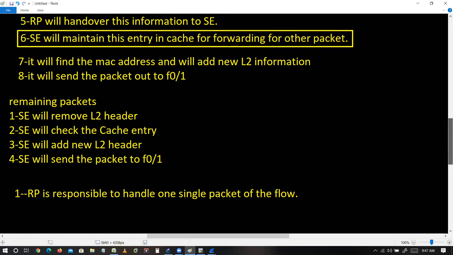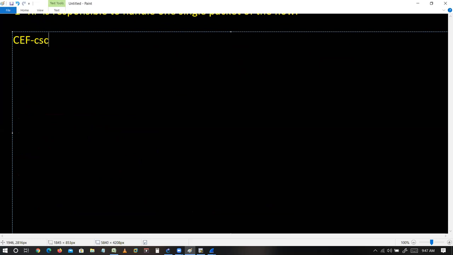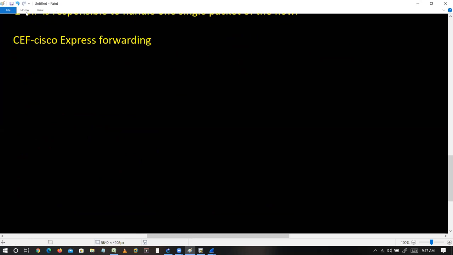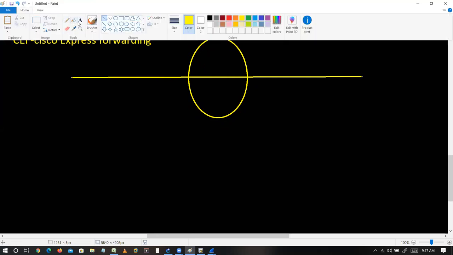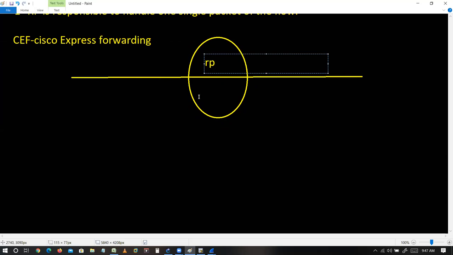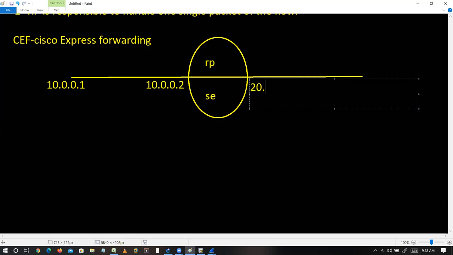Okay, now the next thing, the CEF. Now we'll discuss what is the benefit in the CEF. Cisco Express Forwarding. So in real time, do we use CEF or fast? On Cisco devices, we always use CEF. If I talk about open standard devices, we have to use fast, right?